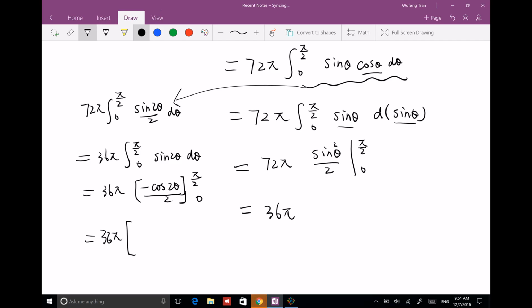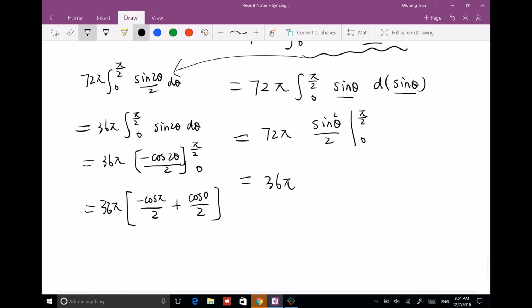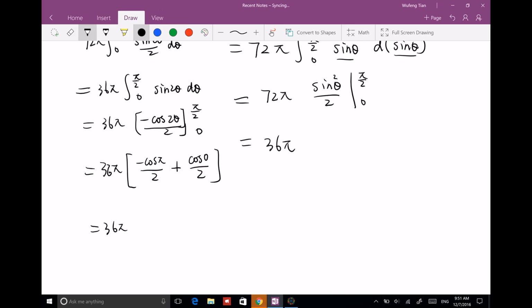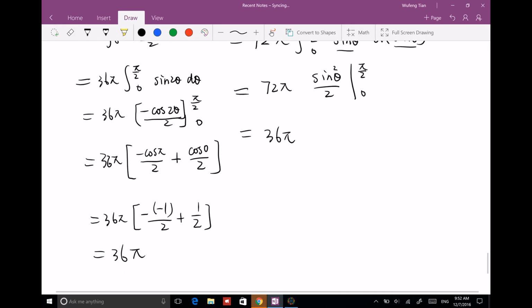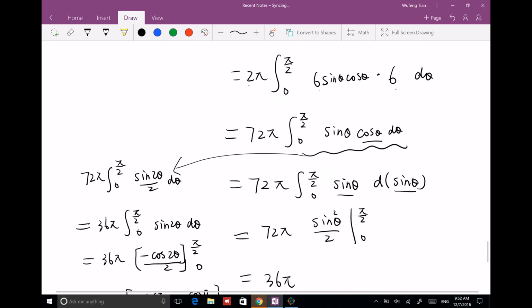You plug pi over 2 in here, it's negative cosine pi over 2. Minus minus is plus cosine 0 over 2. So the answer is going to be 36 pi times negative 0 plus positive 1 half, which is 1 half. The answer is 36 pi as well. Okay, so either way can give you the final answer 36 pi. That's how you use the formula to do the surface of revolution area.